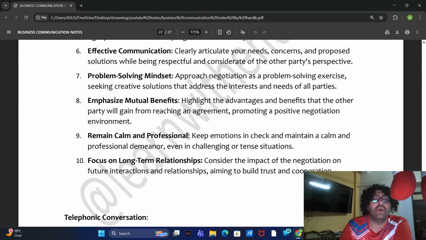Problem solving mindset. Approach negotiation as a problem solving exercise, seeking creative solutions that address the interests and needs of all parties. Emphasize mutual benefits. Highlight the advantages and positives that the other party will gain from reaching an agreement. Promoting a positive negotiation environment.